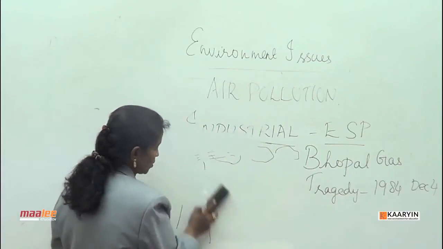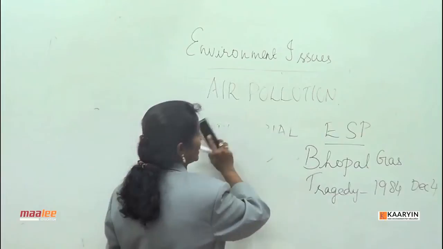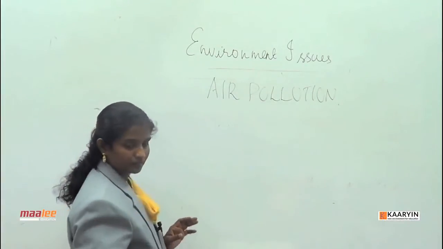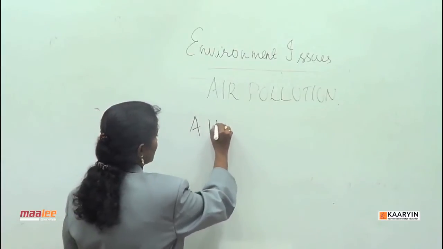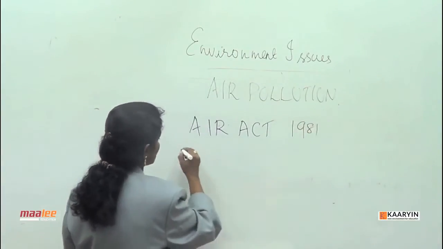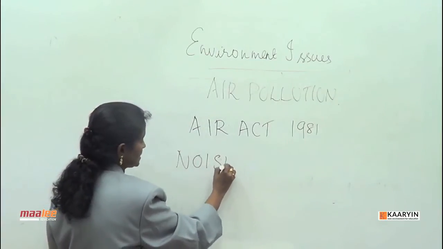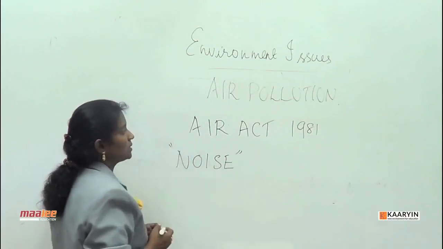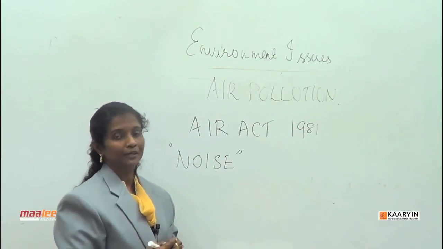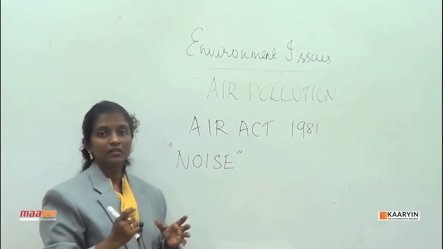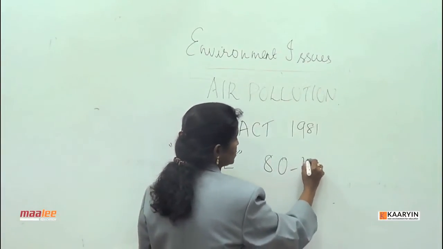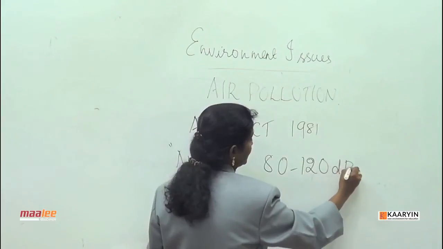Then we talk about noise pollution. To control this air pollution, we have the Air Act 1981. Noise pollution is also considered part of air pollution as per the Central Pollution Control Board of India, wherein the noise level should be between 80 to 120 decibels. So, it should never go beyond 80 decibels.